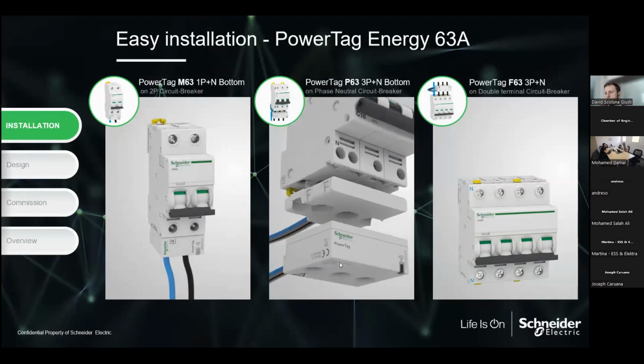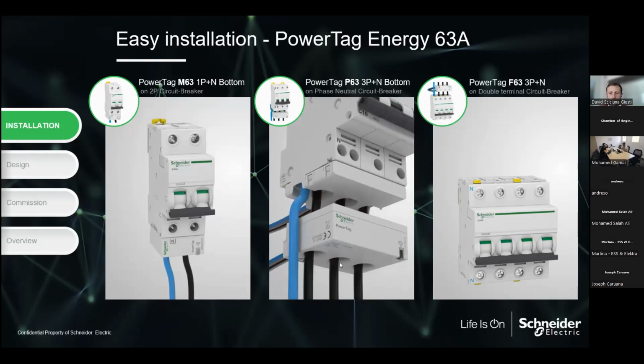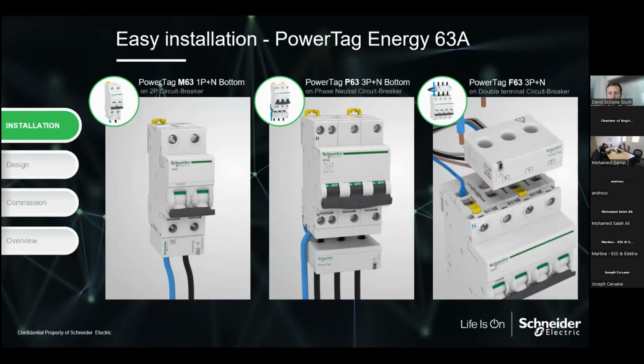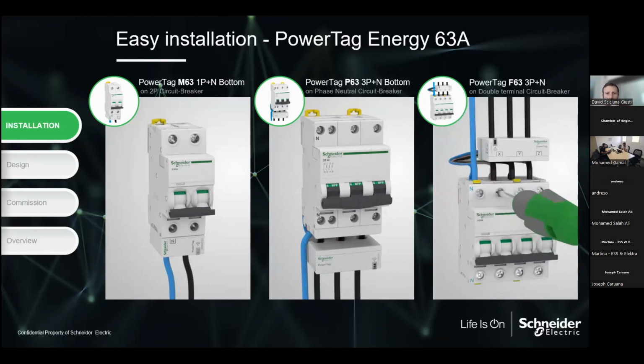And what we have is P, which is phase and neutral with a free phase. So you can put it right here, but make sure that the neutral is on the left with this wire. Okay, and the third one is called Flex. Flex can work even with non-Schneider products. Also, you have to take care about X, Y, Z, the direction of the positioning, and the N with the neutral.